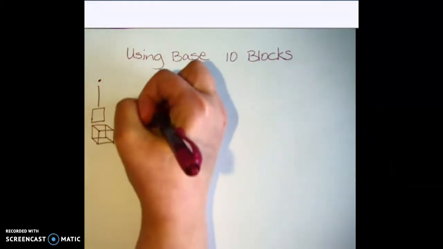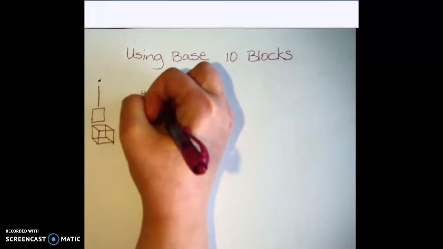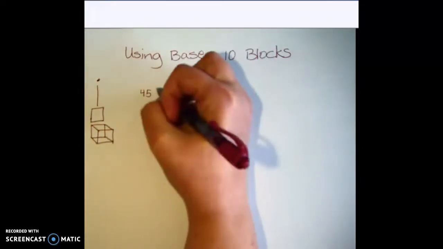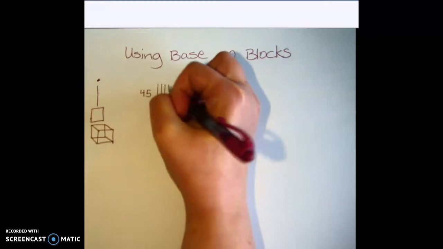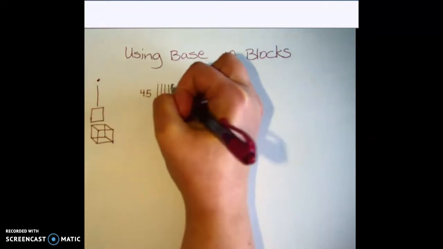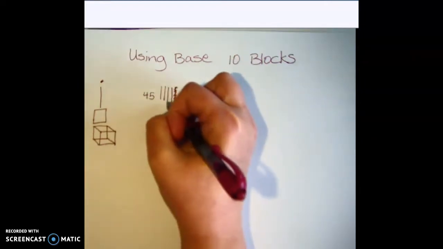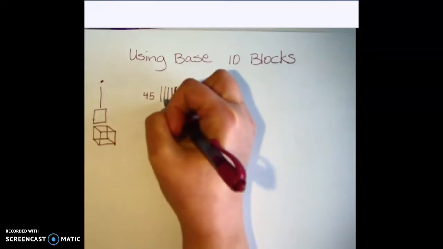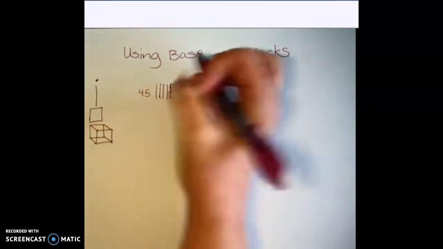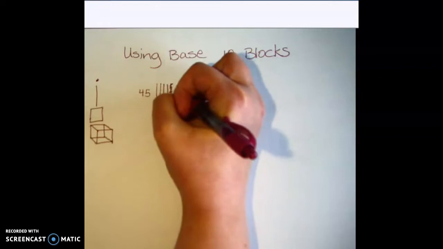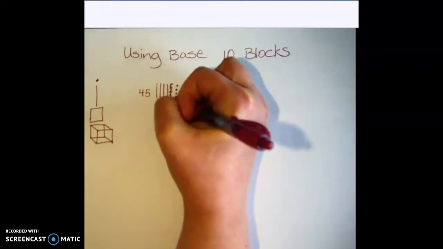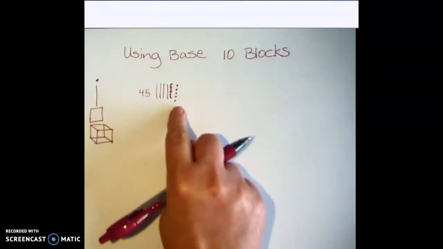Let's take the number 45. And we're going to draw how to show that. 1, 2, 3, 4. Oh, I drew too many. 1, 2, 3, 4. And remember in math, you can always change your mind. Okay, so 4 and then 5. 1, 2, 3, 4, 5. And I want to review that with you for a minute.